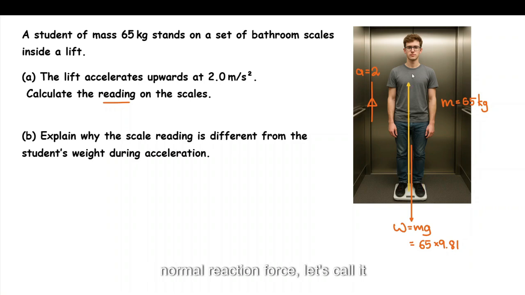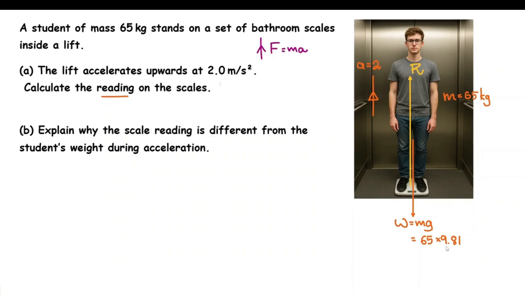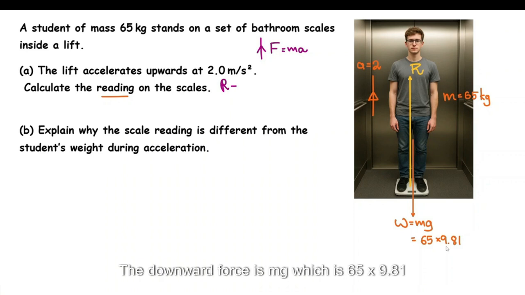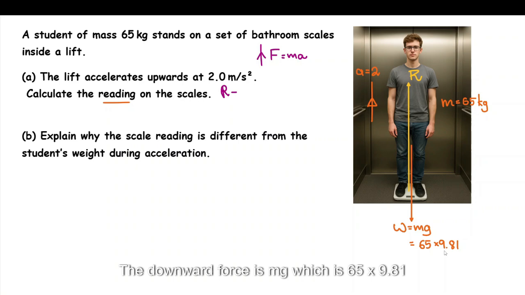Normal reaction force. Let's call it capital R. Now, that's it. Forces are just that. Now, under these conditions, this person is accelerating upwards. We are going to write F equals ma in the upward direction. The upward force is R minus the downward force, mg, which is 65 times 9.81, is equal to ma.